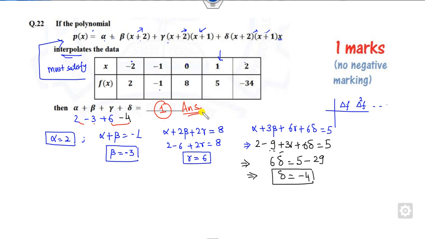So you can see that there is no worry about that. Whether you use the Lagrange interpolation formula or Newton divided difference, there is no need of solving them. You have to simply satisfy these points in the given polynomial. So you will get alpha, beta, gamma, delta, all of them, and you can substitute to get the required answer.